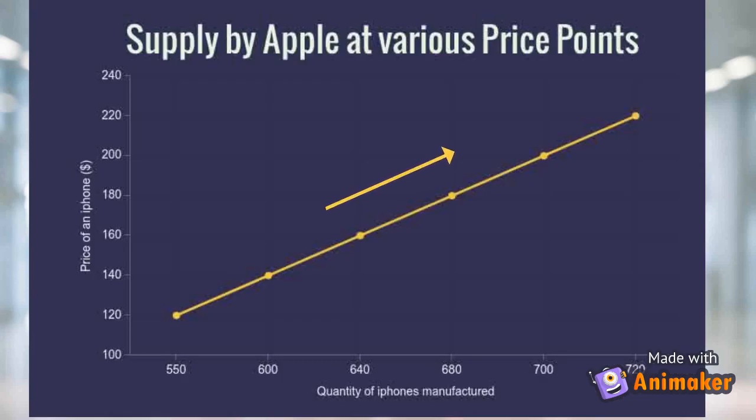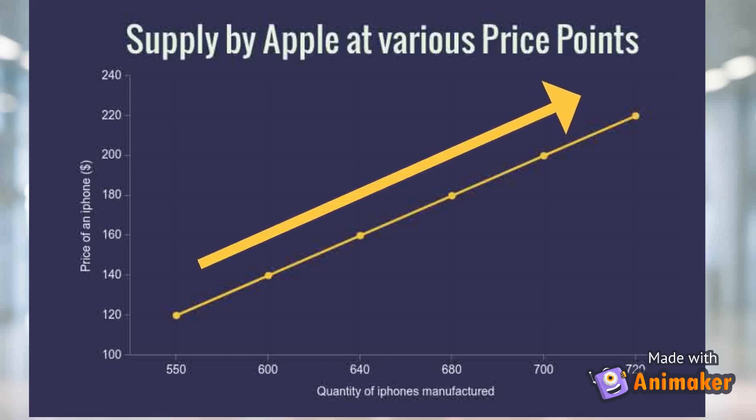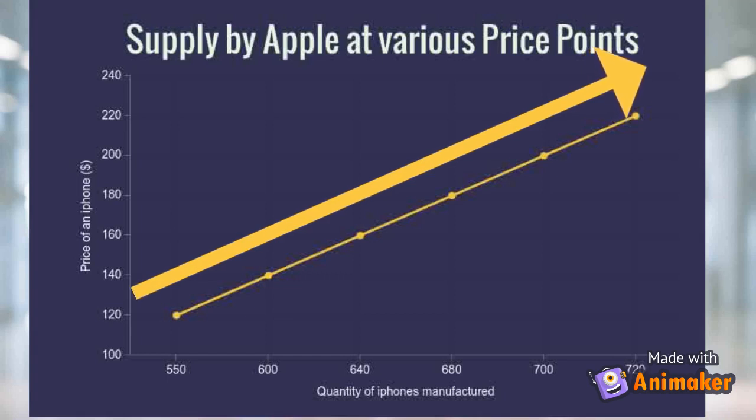If we plot the iPhone supply schedule discussed earlier on a graph, we get the supply curve. Do you notice that it slopes upward from left to right? Thus, as the price of an iPhone rises from $100 to $220, the quantity supplied by Apple also increases from 500 to 720 iPhones. The converse is also applicable.